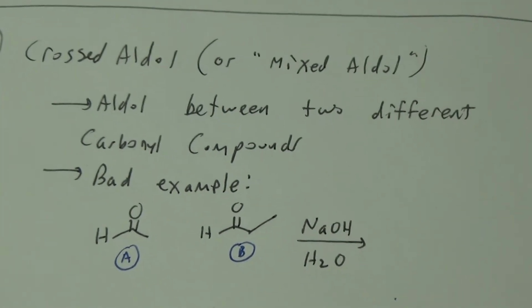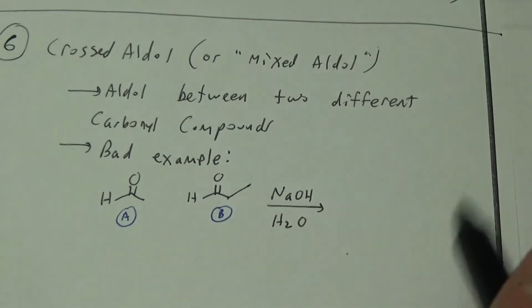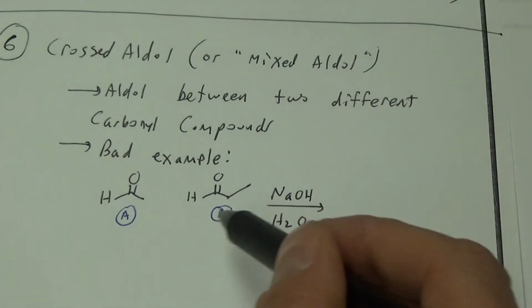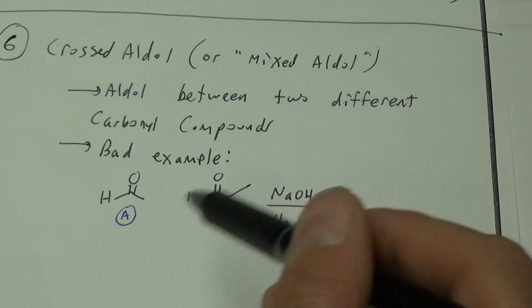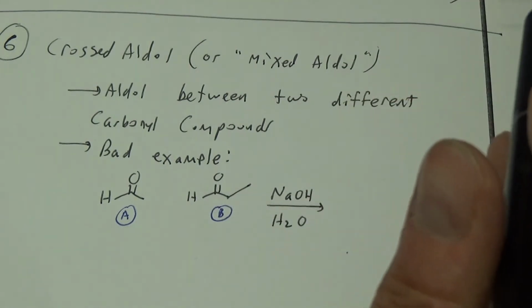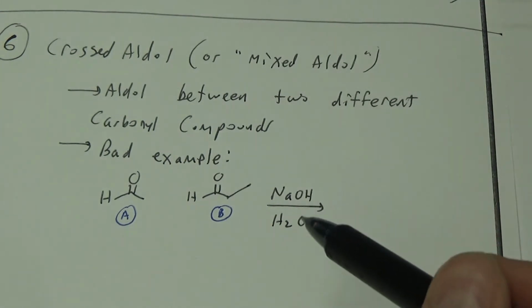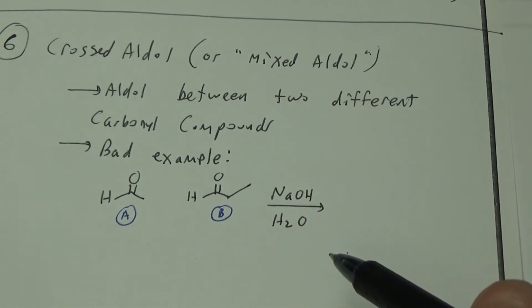And then let's draw the different products that are formed. And we're going to assume that it goes all the way to the end. So we're not going to show the beta hydroxyaldehydes. We're just going to show the alpha, beta, unsaturated aldehydes. So those alkene products, right?